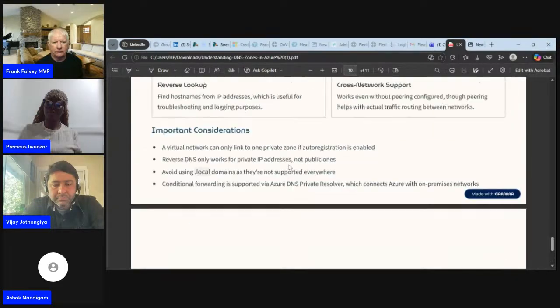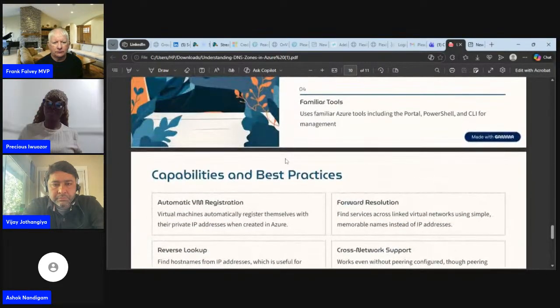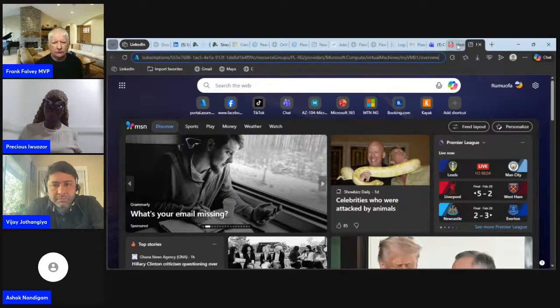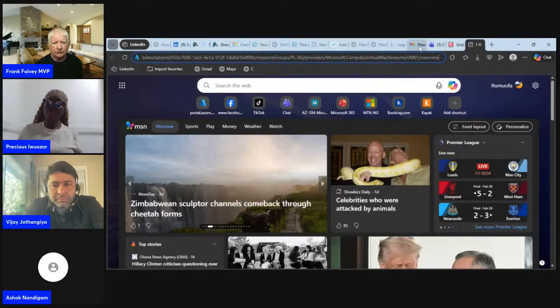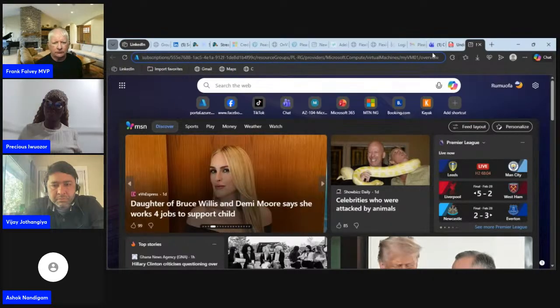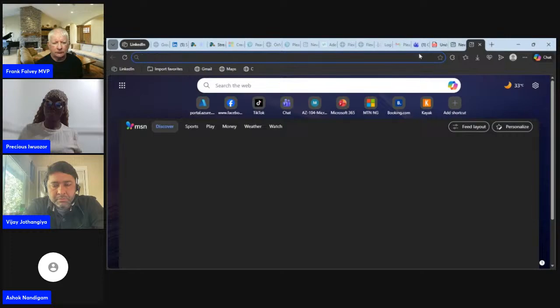Now, with this comprehensive explanation around private DNS zone, I am going to head over to my Azure portal to show a demonstration on private DNS zone.